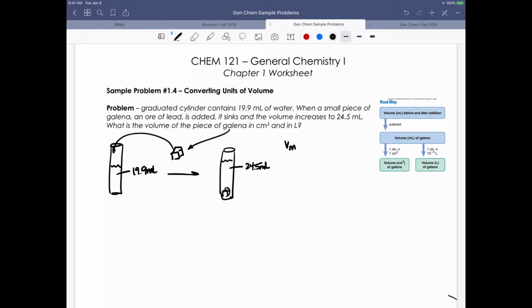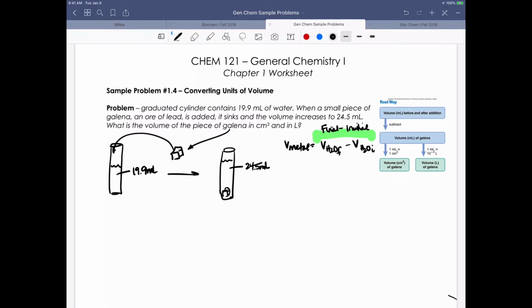So the volume of the metal is going to be equal to the volume of the water final minus the water that we started out with. And this is a big theme that we are going to see from time to time throughout this course, is that we're going to see a final measurement minus an initial measurement. And that's going to become important as we do a lot of change sorts of calculations.